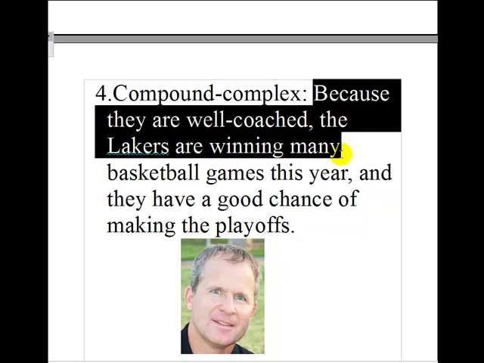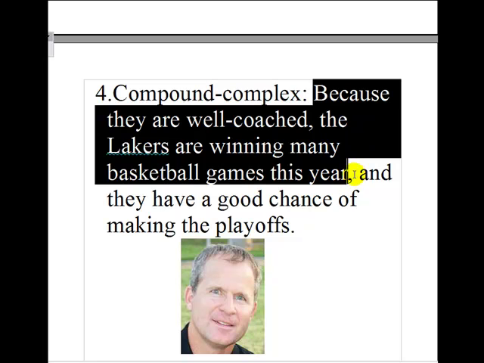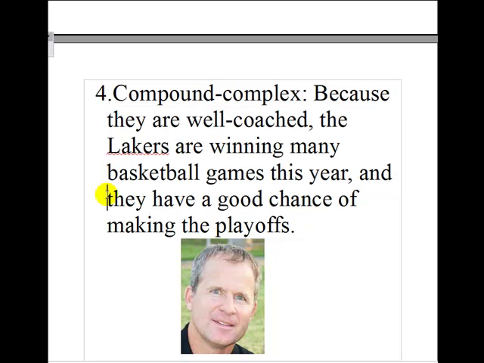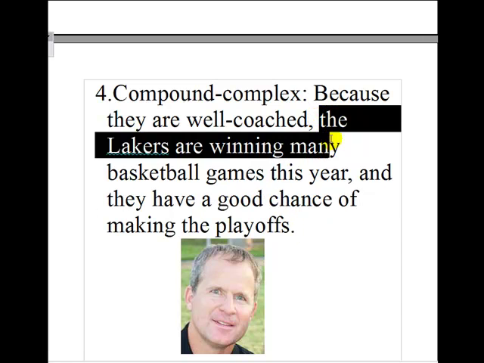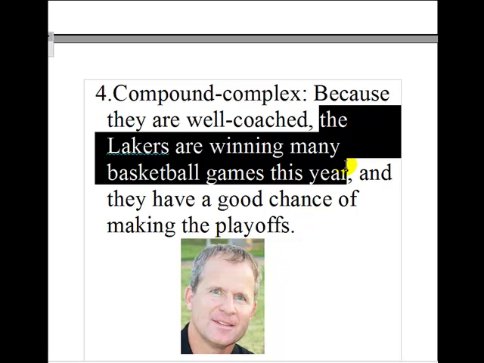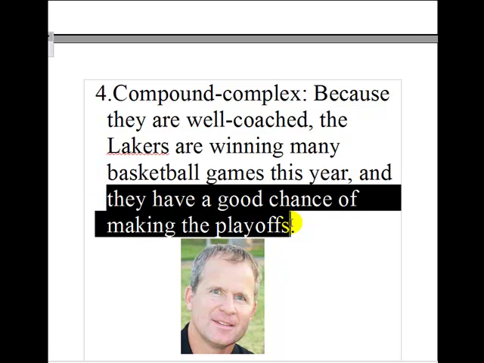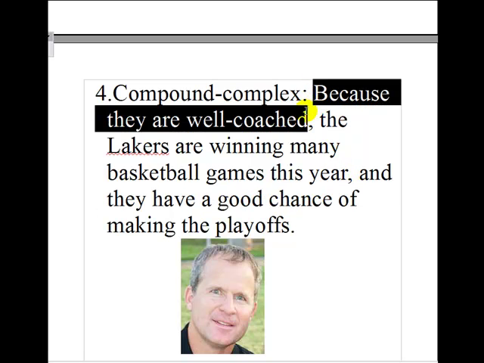For example, here you have this whole idea, then you have and, then you have the next idea here. Notice you have the independent clause, the Lakers are winning many basketball games, and then you also have another independent clause, they have a good chance of making the playoffs. Now that's the reason it's a compound sentence. The reason this is a complex sentence is because of this first dependent clause, because they're well coached. So this is pretty complicated, and readers, when you write this way, they will read extremely fast.